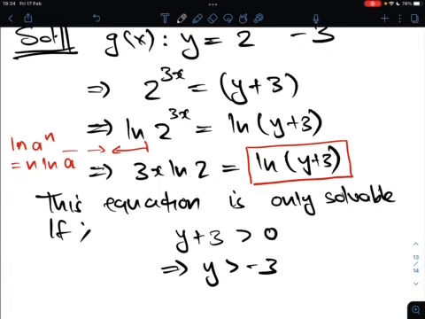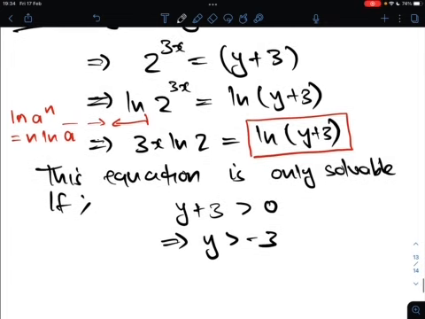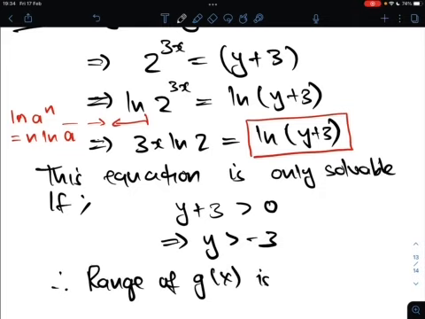So now, since we looked for the values for which the equation was solvable, it means what we have here is the range. So therefore, what is the range of g of x? It is everything from, so we use a round bracket now, negative 3 to positive infinity. So this gives us the range of this function. You see, so now we know what the range of this function is.